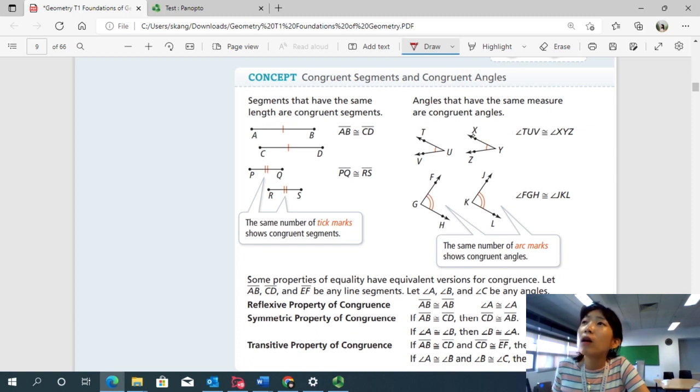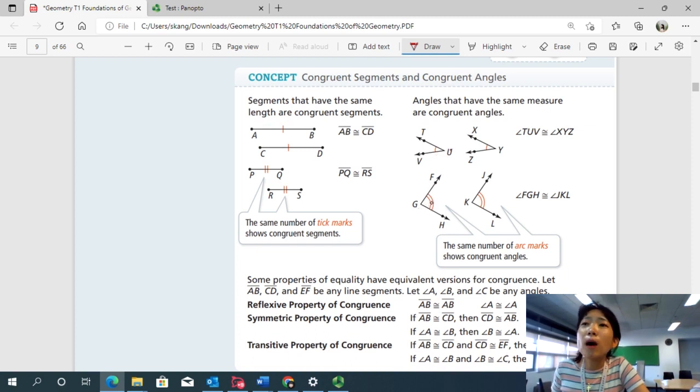Okay? Angles that have the same measures are congruent angles as well. So you can use the number of arc marks to show congruent angles. So the angles U and Y have 1 arc mark, so they're congruent angles. G and K have 2 arc marks, and they're congruent. But you know that U and G are not congruent.